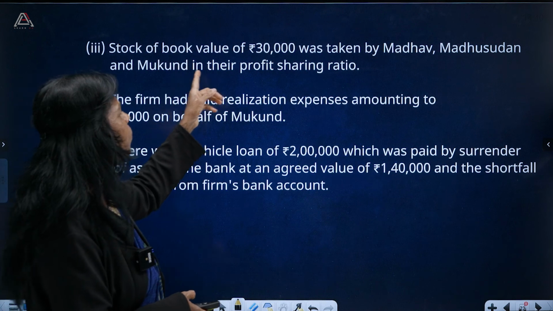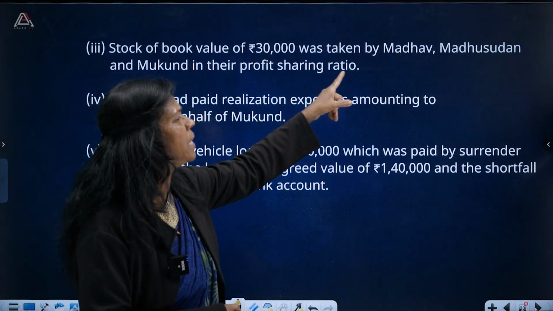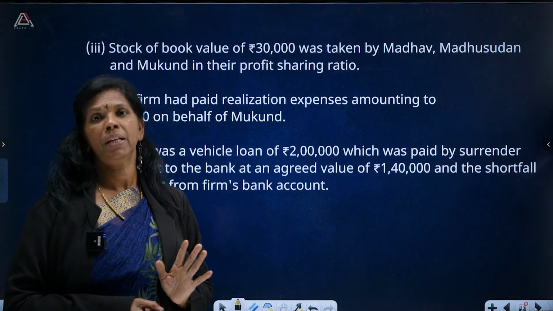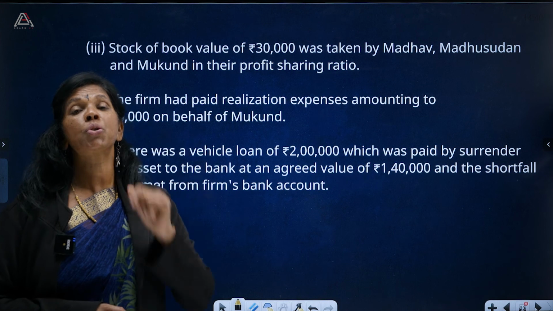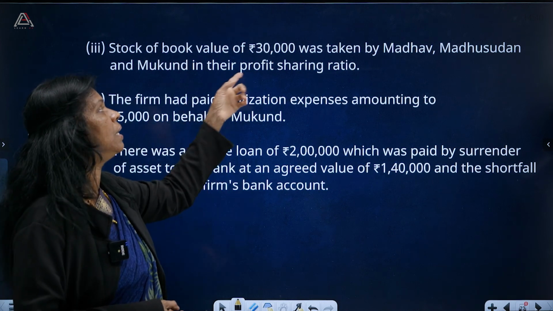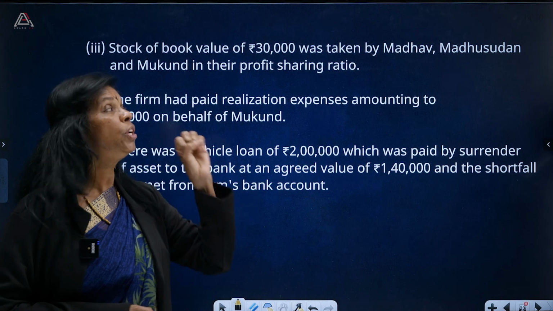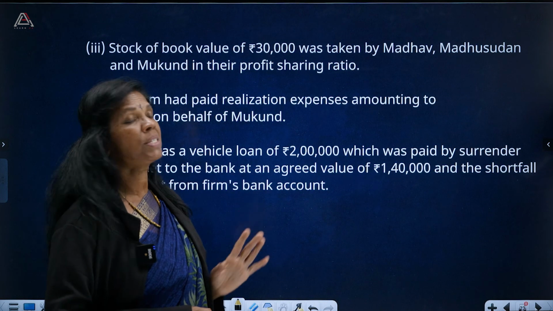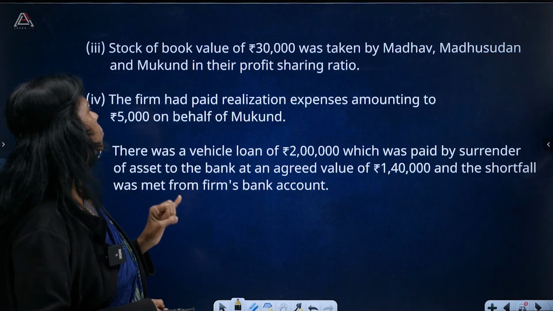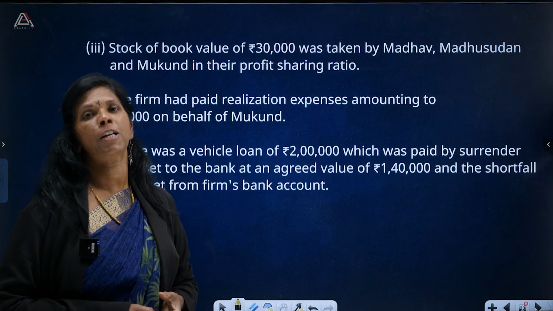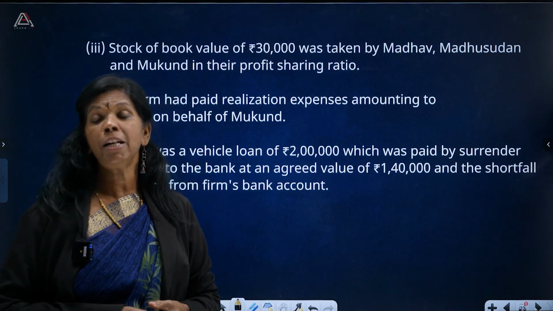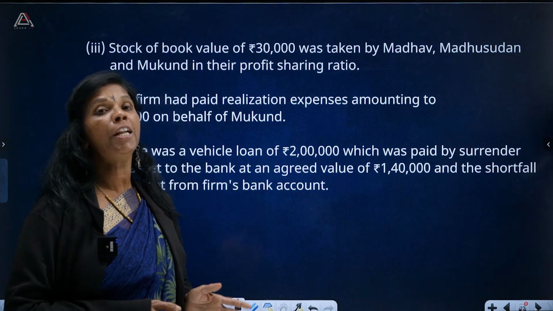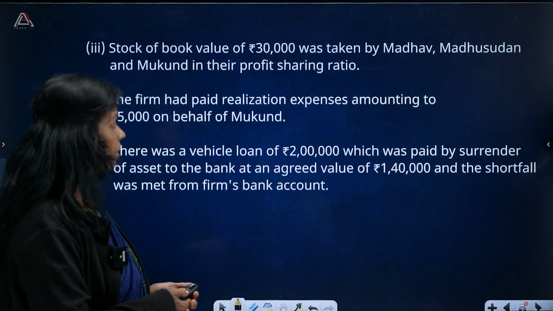See, stock book value of rupees 30,000 was taken by Madhav, Madhusudan and Mugan in their profit sharing ratio. In this question, profit sharing ratio is not given. So, we have to share this 30,000 equally among 3 partners. If profit sharing ratio is silent, then as per the Partnership Act 1932, it must be shared equally. So let us see the solution.